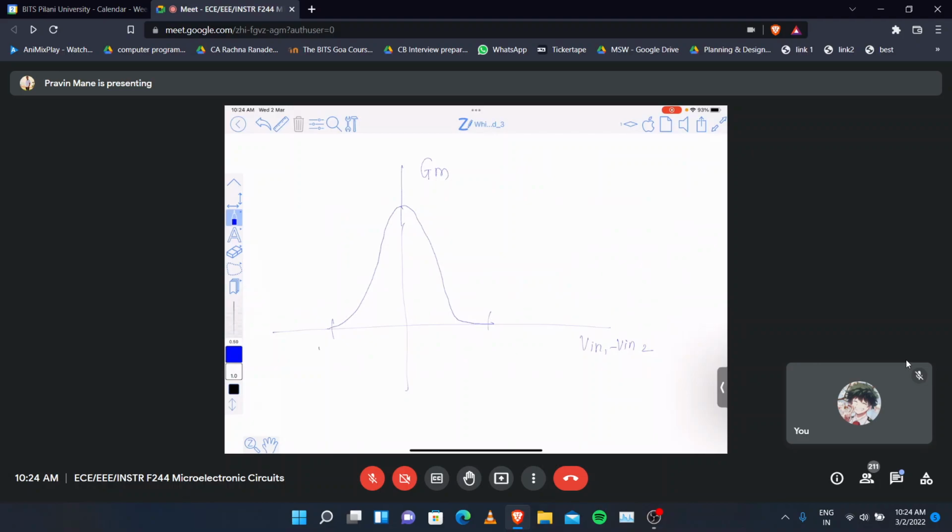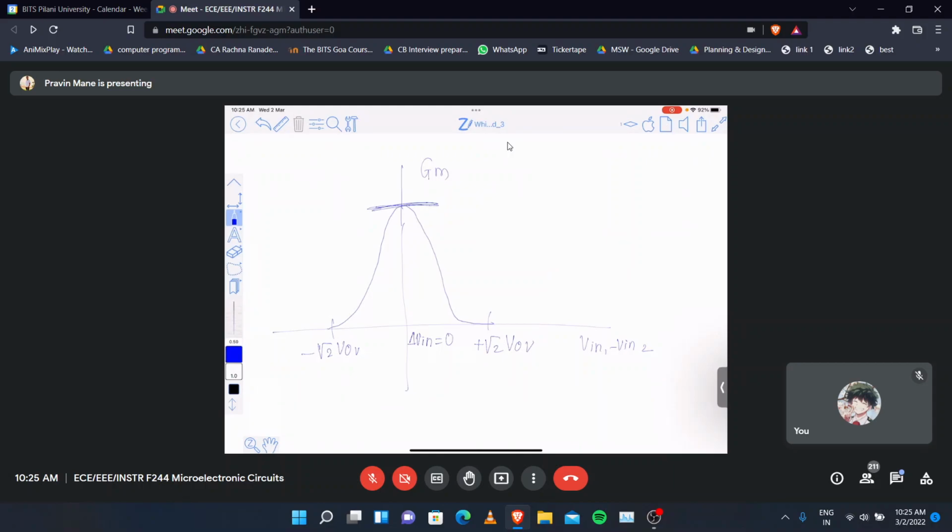What is this value? Root 2 VOV, minus root 2 VOV, plus root 2 VOV. So GM will be maximum here when delta V in, which is V in 1 minus V in 2, is equal to 0. So you get maximum gain where your input differential voltage is very close to 0. So it should be kept as small as possible. Clear? Any question? Can you show the equation for capital GM?